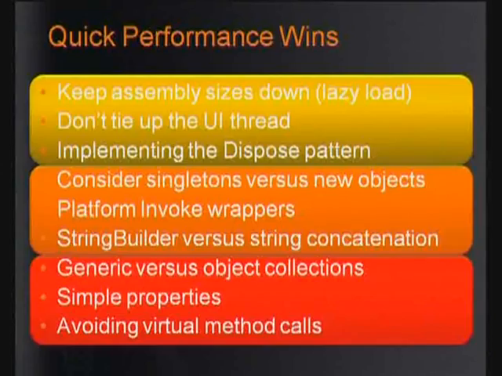A lot of people ask, what about NGen? Why don't we actually supply NGen assemblies? The reason is, IL is actually more compact than any native CPU binary. So if we actually supply NGen binaries, the footprint of the framework is going to be huge.